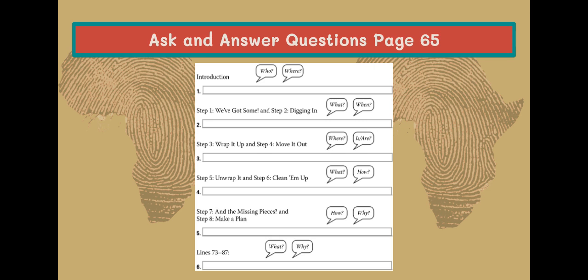Now turn to page 65. You're going to want to leave a marker, a pencil or a pen or something to mark your place on page 43, because we're going to be flipping back and forth between the story and page 65.